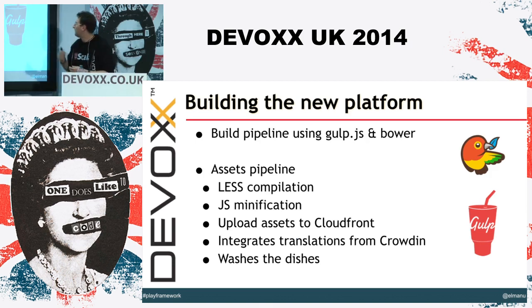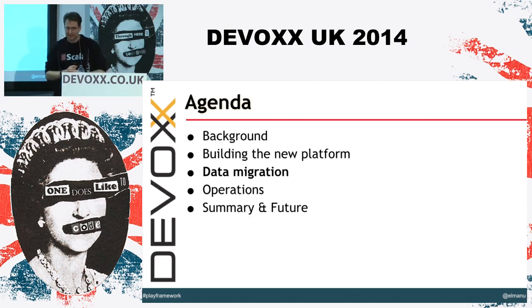The tools we used are called Gulp.js and Bower. We use them for less compilation, JS minification, uploading assets to CloudFront, taking care of translation, etc. It can do quite some things. There are many plugins predefined there, and that saves you quite some time when you want to do these things. Okay, so this was for the first part.